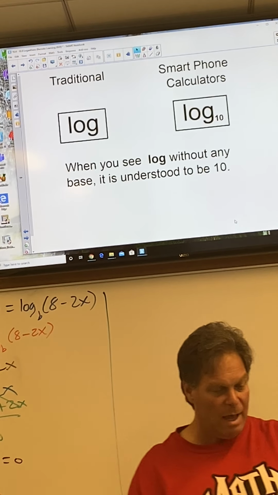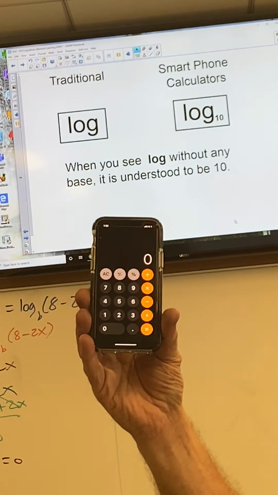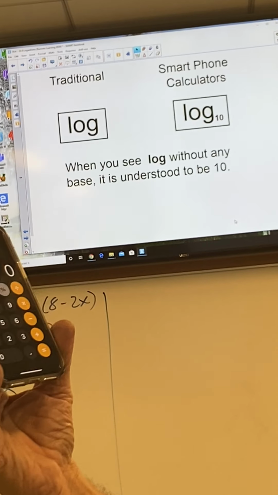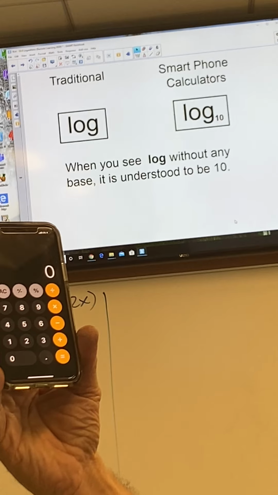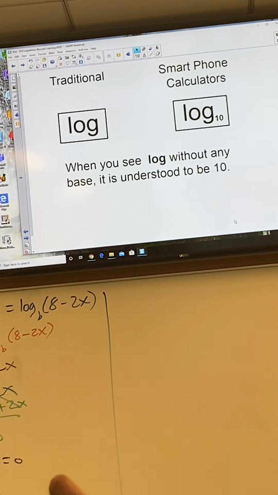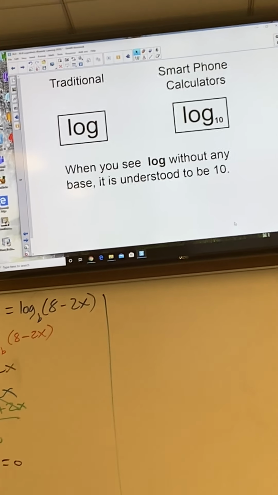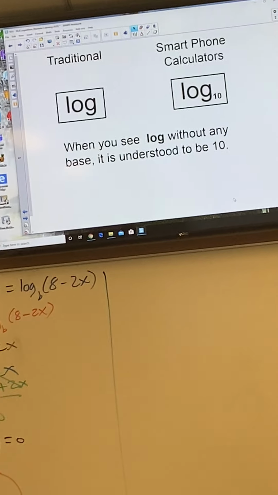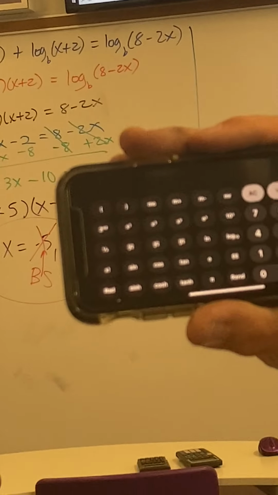Now, here's the thing. If you have a smartphone and your calculator looks like this, that's not good. That does plus, times, minus, divided by, all that stuff. But if you turn it sideways, it turns into a magic, awesome calculator. It opens up all these other functions. In particular, there's a log base 10 button there. Log base 10 right there, okay?